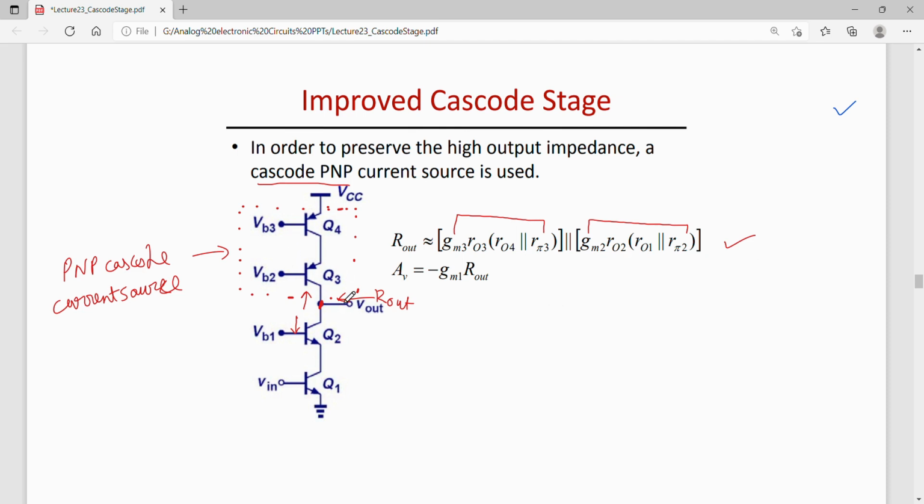Now one can find out the gain of this circuit also. The gain will be given by again the same relation, that is minus GM1 R out. R out is already with us. And GM is equal to GM1, by shorting the output to ground, one can find out I out by V in, which comes out to be equal to GM1. So the total gain of this circuit would be equal to minus GM1 times R out.